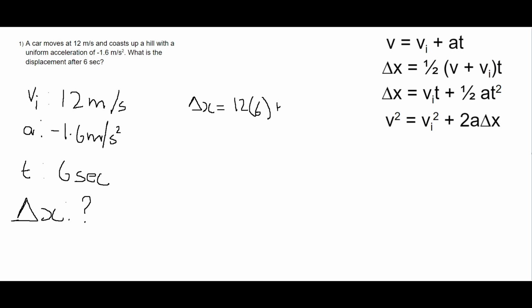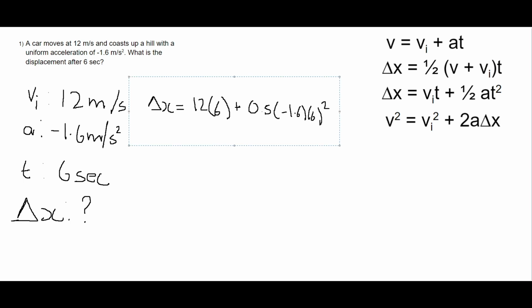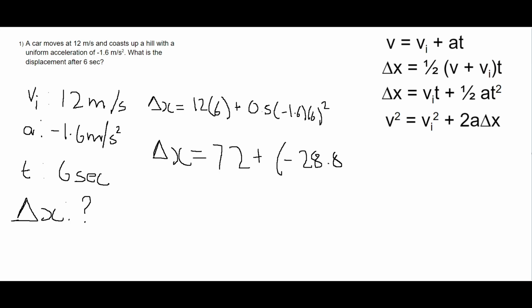So we're going to write delta x equals 12 times 6 plus 0.5 times negative 1.6 times 6 squared, which is then simplified to 72 minus 28.8, and we get a final answer of 43.2 meters.